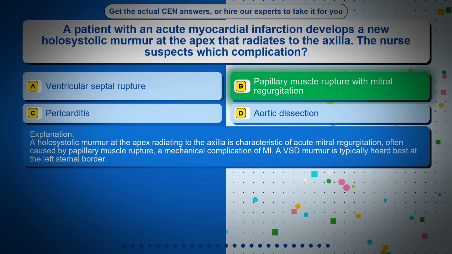A holosystolic murmur at the apex radiating to the axilla is characteristic of acute mitral regurgitation, often caused by papillary muscle rupture, a mechanical complication of MI. A VSD murmur is typically heard best at the left sternal border.